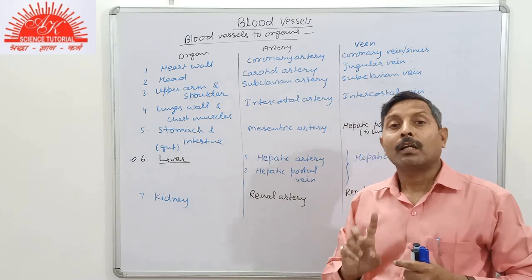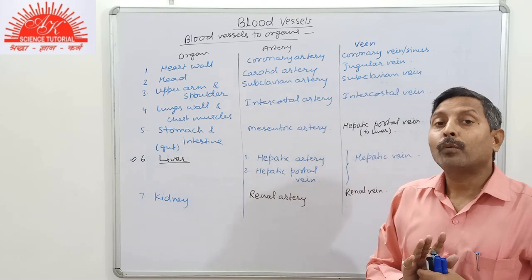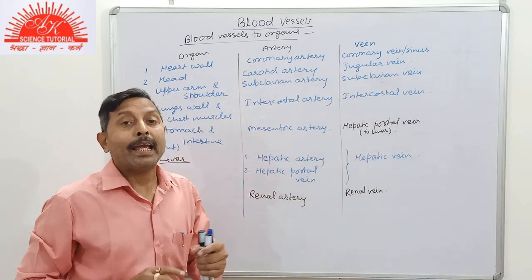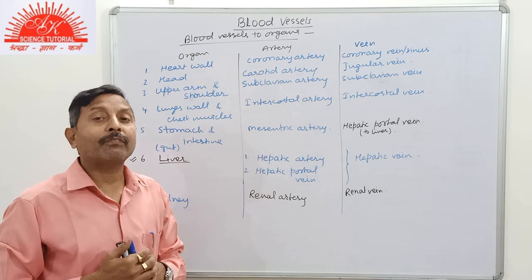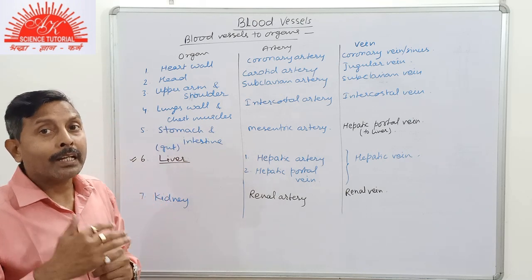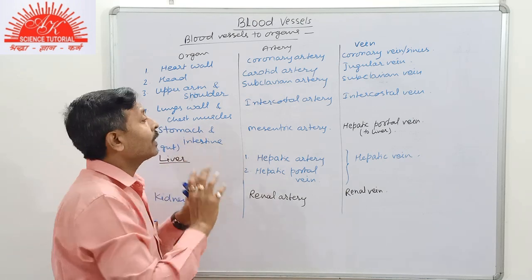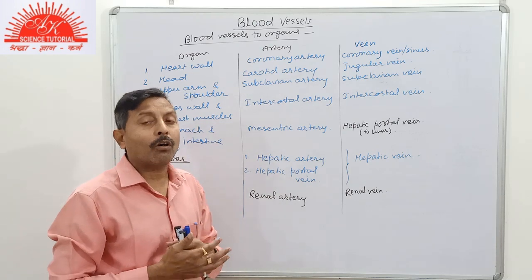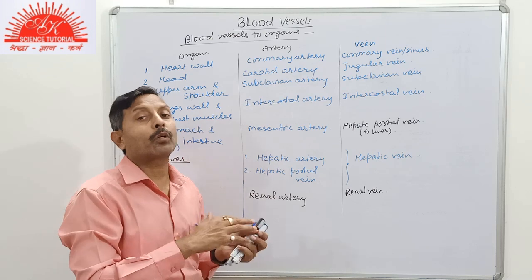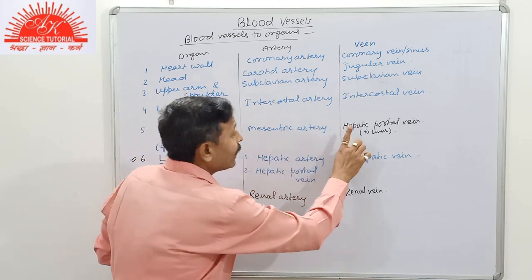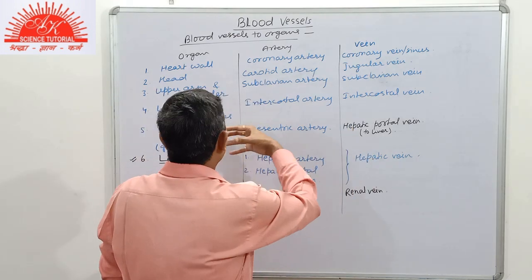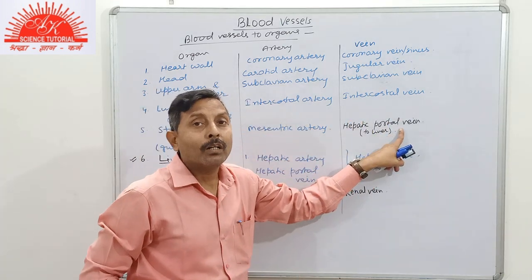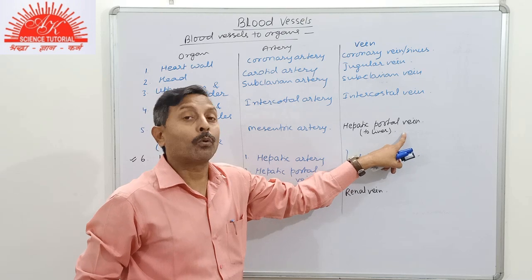Now next, the blood vessel which carries maximum glucose, amino acids after a few hours of a meal. As you know, in the stomach and intestine digestion takes place. So the digestion product of carbohydrate is glucose, for protein it is amino acid. So the hepatic portal vein, carrying blood away from the stomach and intestine, will carry maximum glucose, maximum amino acid.